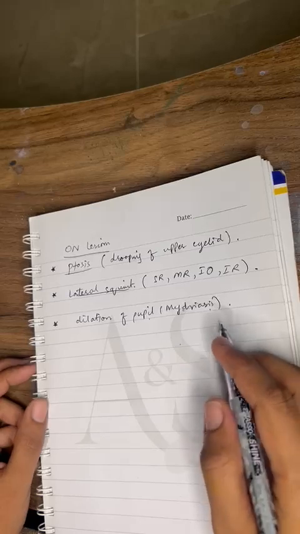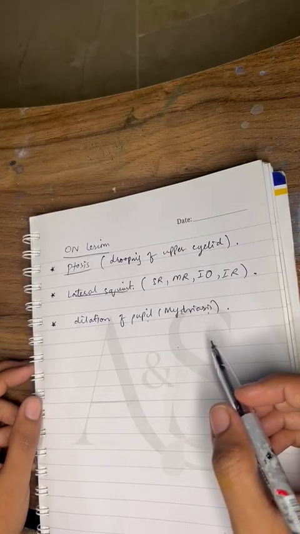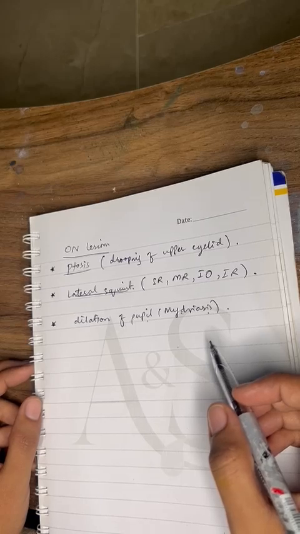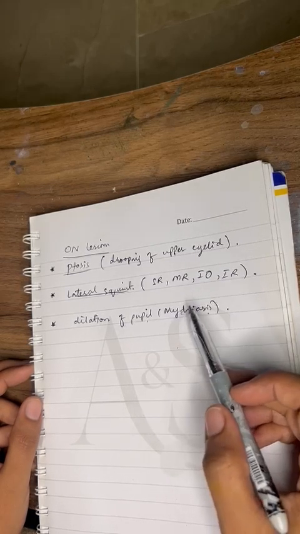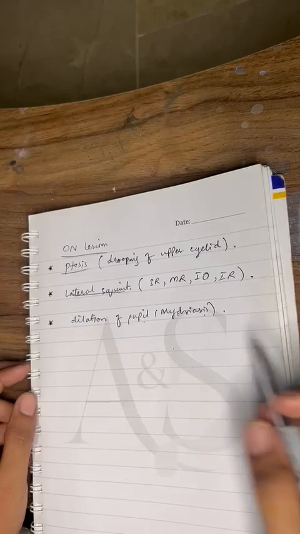Now what are the causes of oculomotor nerve damage? There are many causes. It can be due to head injury, trauma, or a tumor at the level of the brainstem, right? Or it can be due to diabetes, right? So these are the common causes which you need to remember.